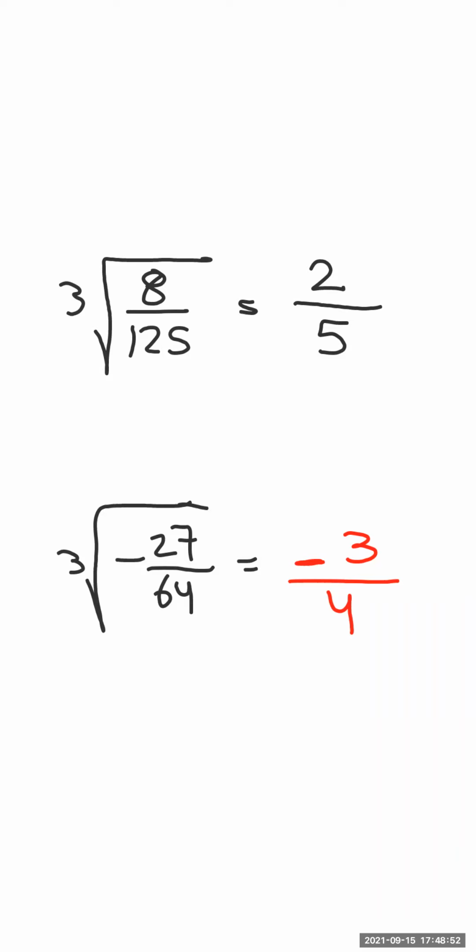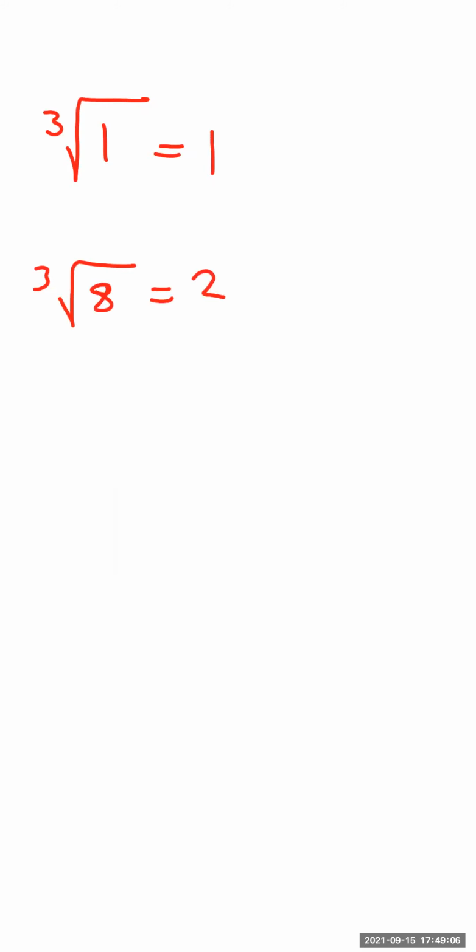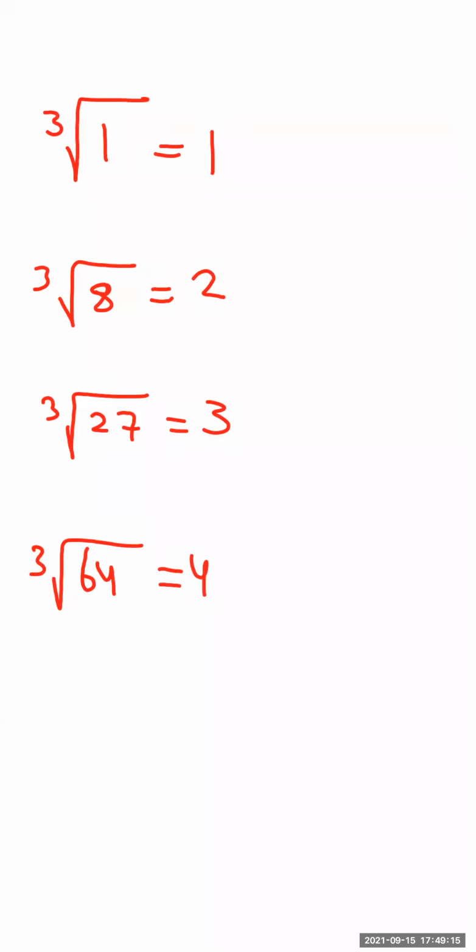As we studied the most famous square roots for some famous numbers, here the cubic root of 1 equals 1. Cubic root of 8 equals 2. Cubic root of 27 equals 3. Cubic root of 64 equals 4. Cubic root of 125 equals 5, and so on.